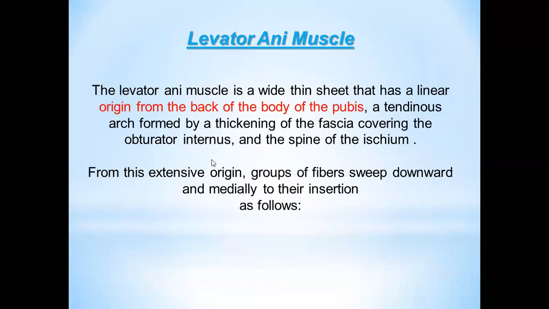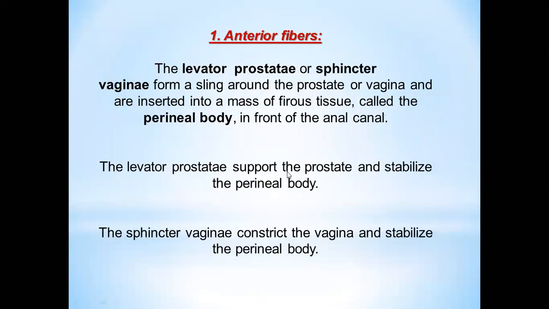The function of the levator prostatae is to support the prostate and stabilize the perineal body. The function of the sphincter vaginae is to constrict the vagina and stabilize the perineal body. So the anterior fibers have a similar function, that is, they both stabilize the perineal body, but in males they support the prostate, and in females they constrict the vagina, so as to prevent the downward displacement of the uterus, or the prolapse of the uterus.